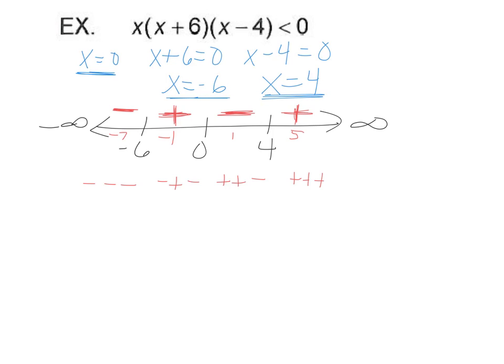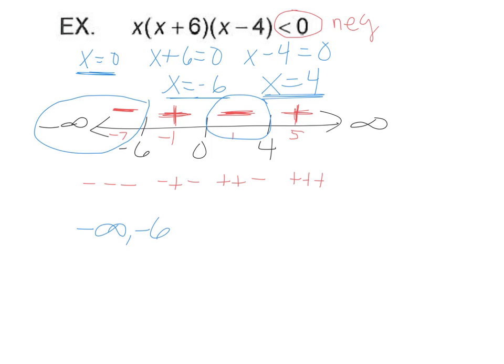So because the original problem says less than 0, I know that I'm looking for the intervals that are negative. So that happens from negative infinity to negative 6, and it also happens from 0 to 4. So we want to write that in interval notation. We're from negative infinity to negative 6, and then from 0 to 4.